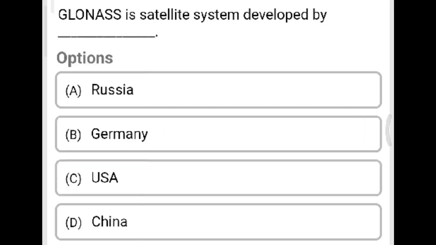Next question, GLONASS is the satellite system developed by option A Russia, option B Germany, option C USA, option D China. The correct answer is option A Russia.